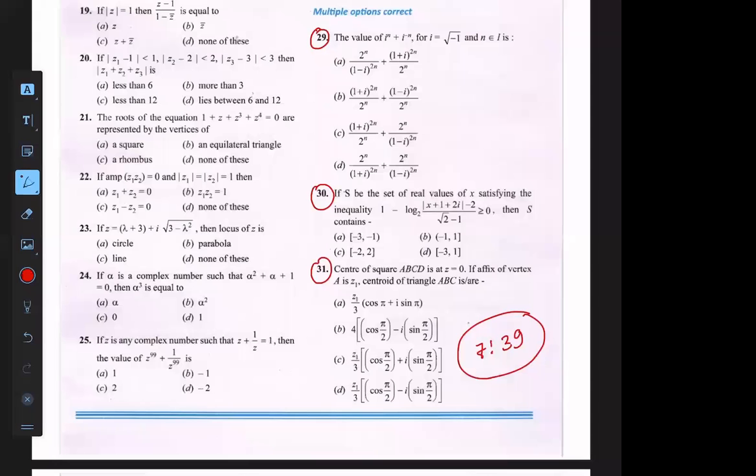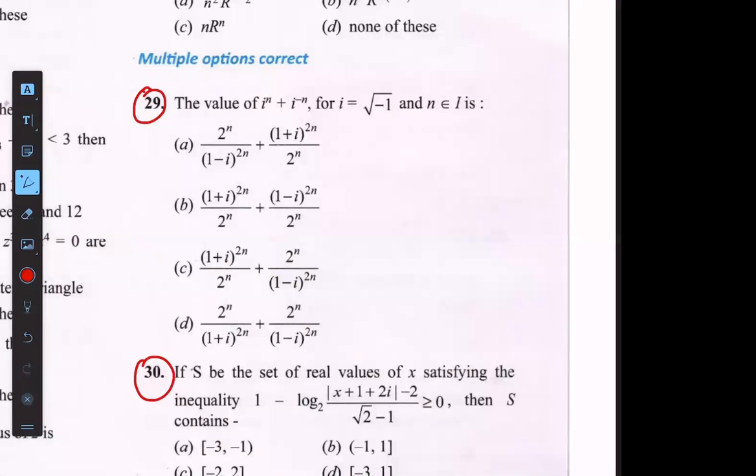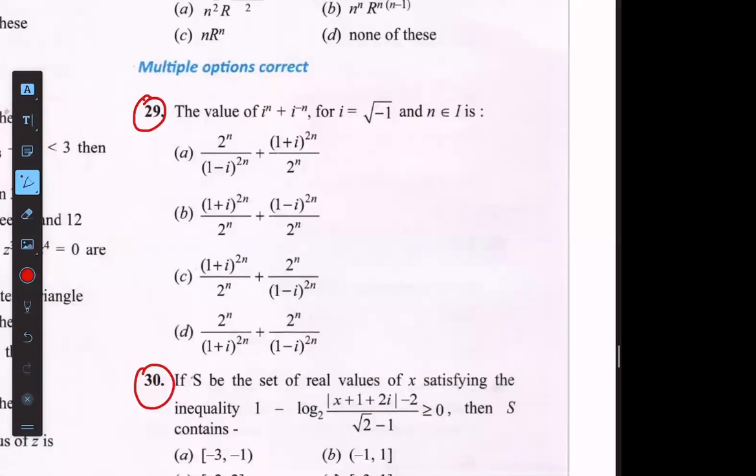हाँ बेटा समझिए, i^9 + i^(-9), i को क्या लिख सकते हैं, i को लिख सकते हैं ना e^(iπ/2), whole power n, ये हो जाएगा e^(iπ/2), whole power -n.